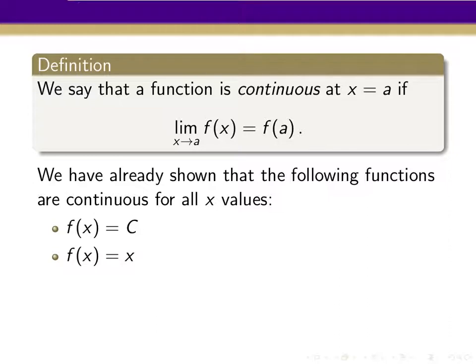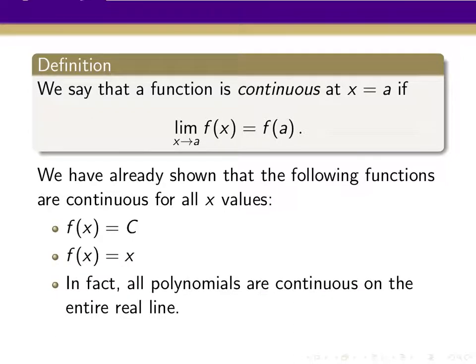f of x equals x. We showed in the last video that the limit as x goes to a of x is equal to a. And so that's the same thing as saying that it's continuous there, because the value of x at a is a. In fact, in the last video, we showed that all polynomials are continuous for all values a. And so anytime that we have a polynomial, this is going to be continuous.